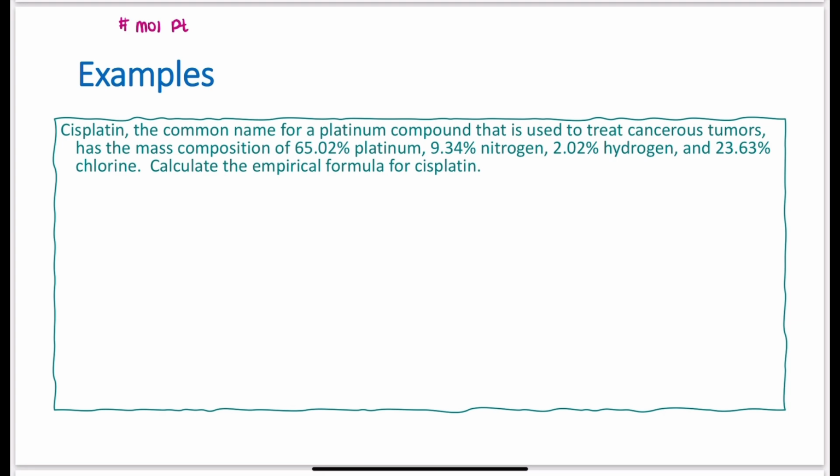My number of moles of platinum. If I assume 100 grams, that means I have 65.02 grams of platinum in my sample. I look it up on the periodic table and I see that platinum has a molecular weight of 195.1 grams of platinum to every 1 mole of platinum. This gives me an answer of 0.3333 moles of platinum. Do the same thing for nitrogen, hydrogen, and chlorine.